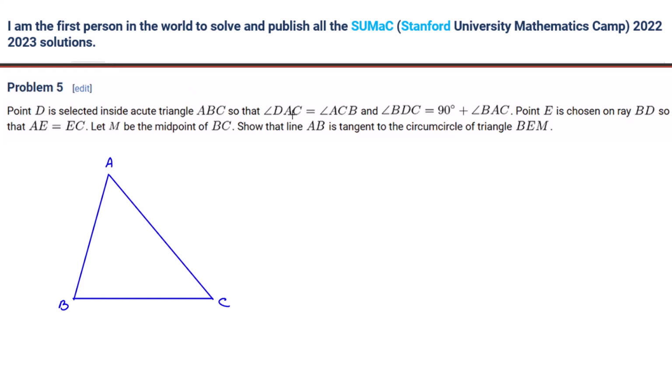So it says that angle BAC is equal to angle ACB, and angle BDC is 90 plus A. So D, for example, is a point like this, BDC. This angle DAC is C, and this angle inside is 90 plus A.